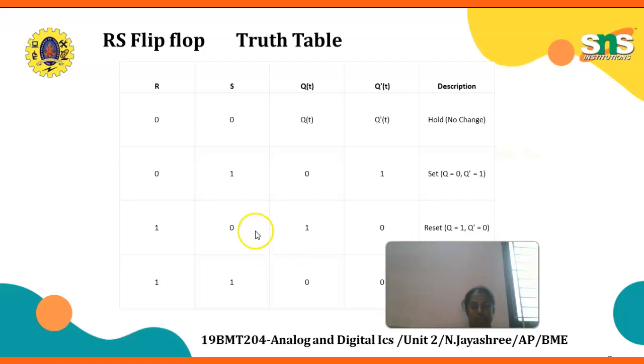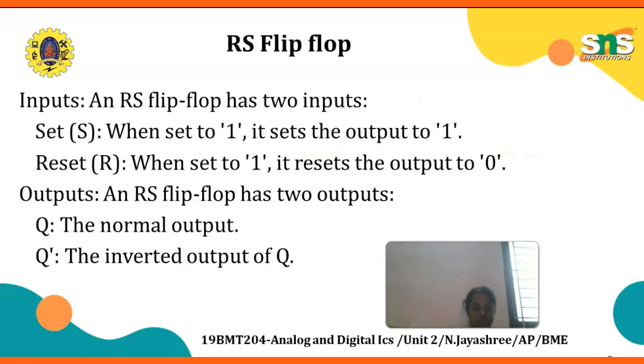I will repeat the truth table. R and S are the two inputs, Q and Q dash are the two outputs. For 0 0 inputs, Q of t and Q dash of t are the previous state, the hold state. For 0 1, if R is 0 and set is 1, the output Q is 1 and Q dash is 0. If R is 1 and S is 0, the output is reset, from 1 to 0 and 0 to 1. Finally, for 1 1 input, the output is 0 0.